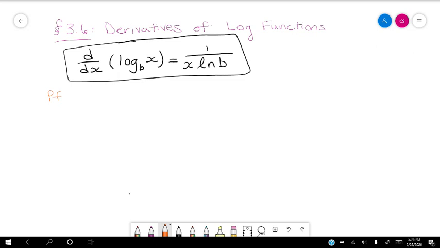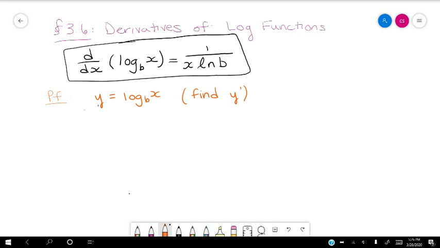So here is our proof. Okay, so let's define our function to be y = log base b of x. All right, and now we want to find y prime if we want to prove this box right here. Okay, so this is our logarithm, and we're going to find that derivative.